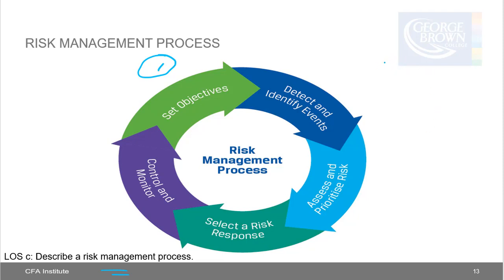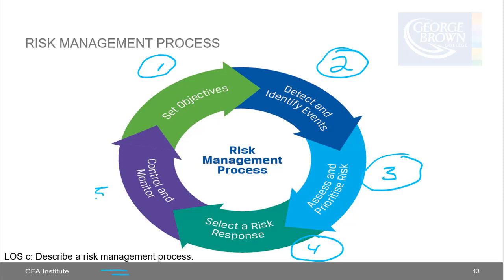So number one, the risk management process is to set objectives. Number two is to detect and identify events. Number three is to assess and prioritize risk. Number four is to select a risk response. And finally, number five is to control and monitor. That's the risk management process. We'll be looking at some of this in more detail in the upcoming slides.